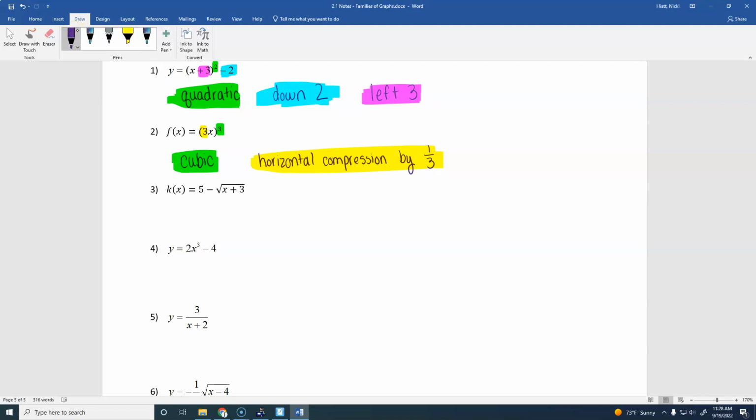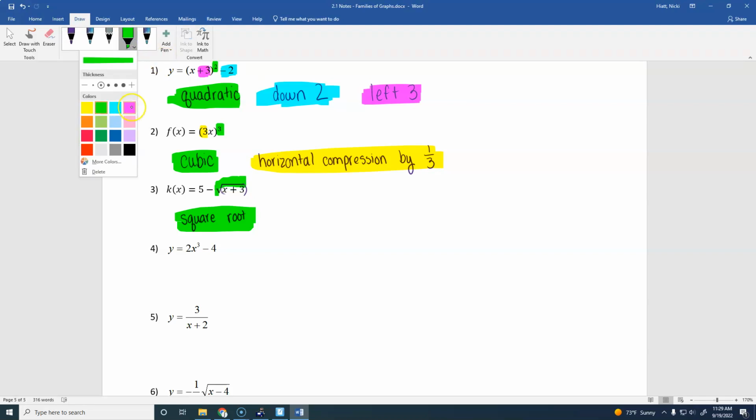All right, Mallory, what's our parent for number 3? Square root, very good. It's a little hard to highlight there, but that square root is what tells us it's a square root. Now, square roots don't have parentheses, but pretend there are parentheses around whatever is inside of the square root. So that means we actually have 3 transformations here.